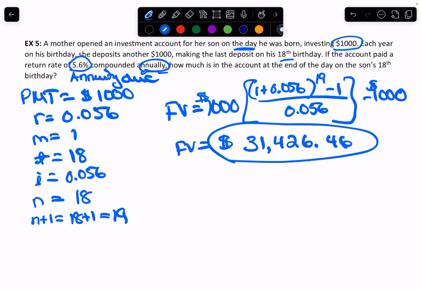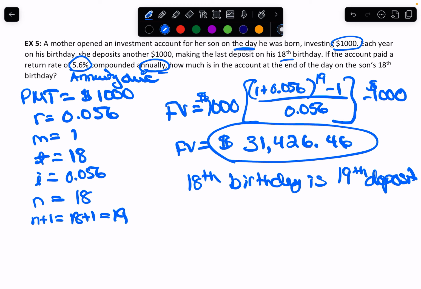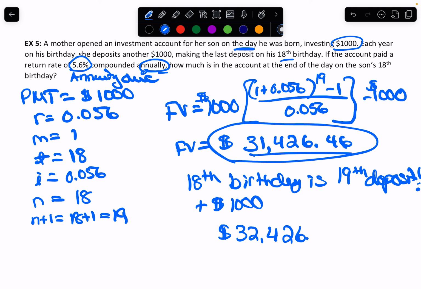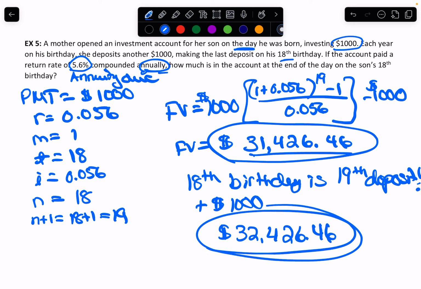So if we think about this, 18th birthday is the 19th deposit, right? So what we need to do is we need to add another $1,000 here to this number, and we get $32,426.46. And that's your answer.